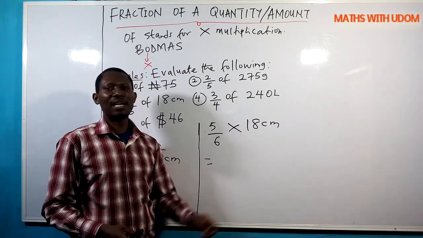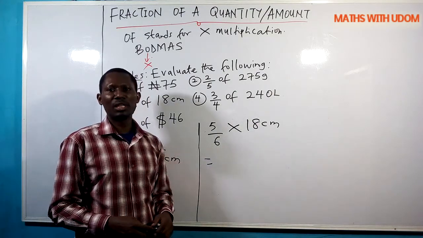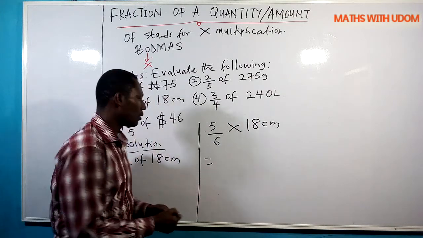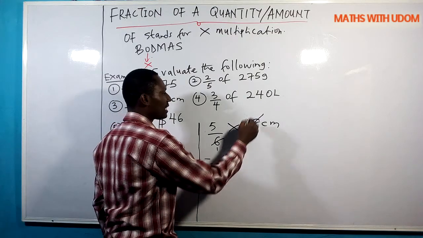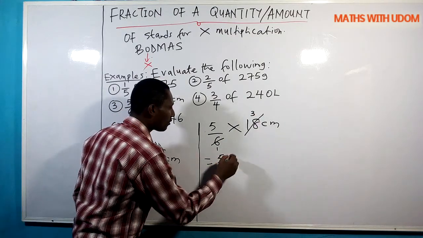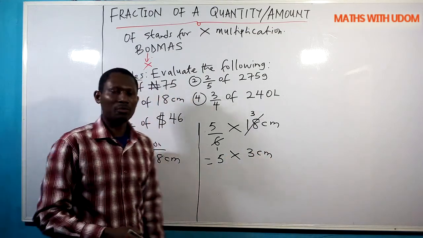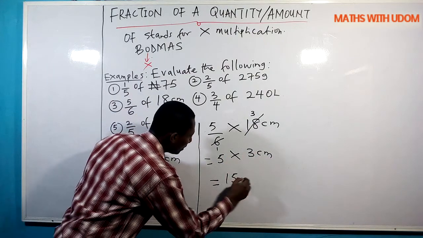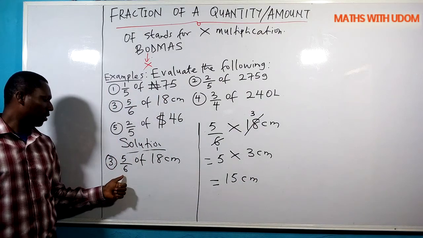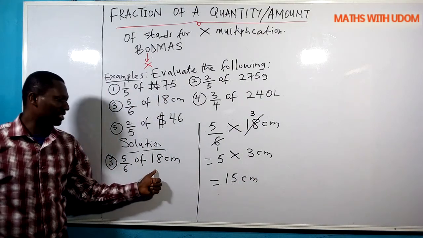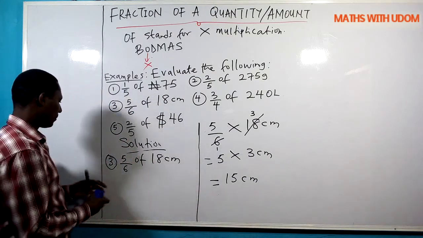Okay? So as I told you earlier on, 6 can go into 18 directly. So don't multiply 5 by 18 and make your numerator larger. You can divide, since the denominator can go through the quantity there. So you can cut. How many 6 can go in 6? 1. How many 6 can go into 18? That gives us 3. Then we have 5 multiplied by 3 centimeter. So 5 times 3 will give us what? 15. 15 what? Centimeter. So let's look at the interpretation. 5/6 of 18 centimeter gives us 15 centimeter. Okay? Example 4.